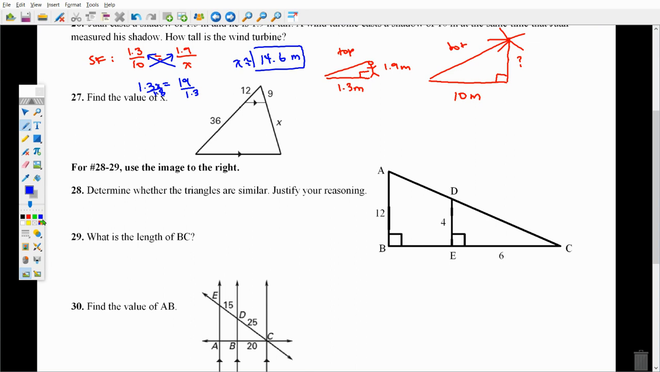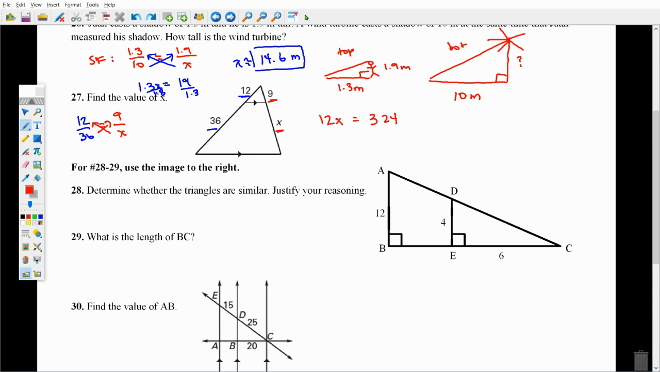All right, 27 here, another similar triangles case. So here you put the 12 over 36, and it's going to be equal to the 9 over x. So cross multiply here. So you get, I'll write it over here, 12x is equal to whatever 36 times 9 is, 324. You could have simplified this fraction if you wanted to.